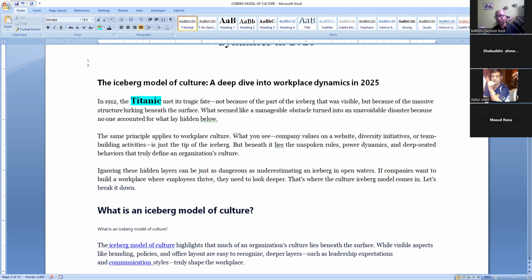Or you go inside your office and meet your boss, you have to exchange greetings with him. You may give him salam, or you can shake hands with him, or you can say good morning. You can wish him good morning or very good day, etc. So all these practices belong to the visible parts of your culture. And these are the culture of your workplace. But beneath it lie the unspoken rules, power dynamics, and deep-seated behaviors that truly define an organization's culture.